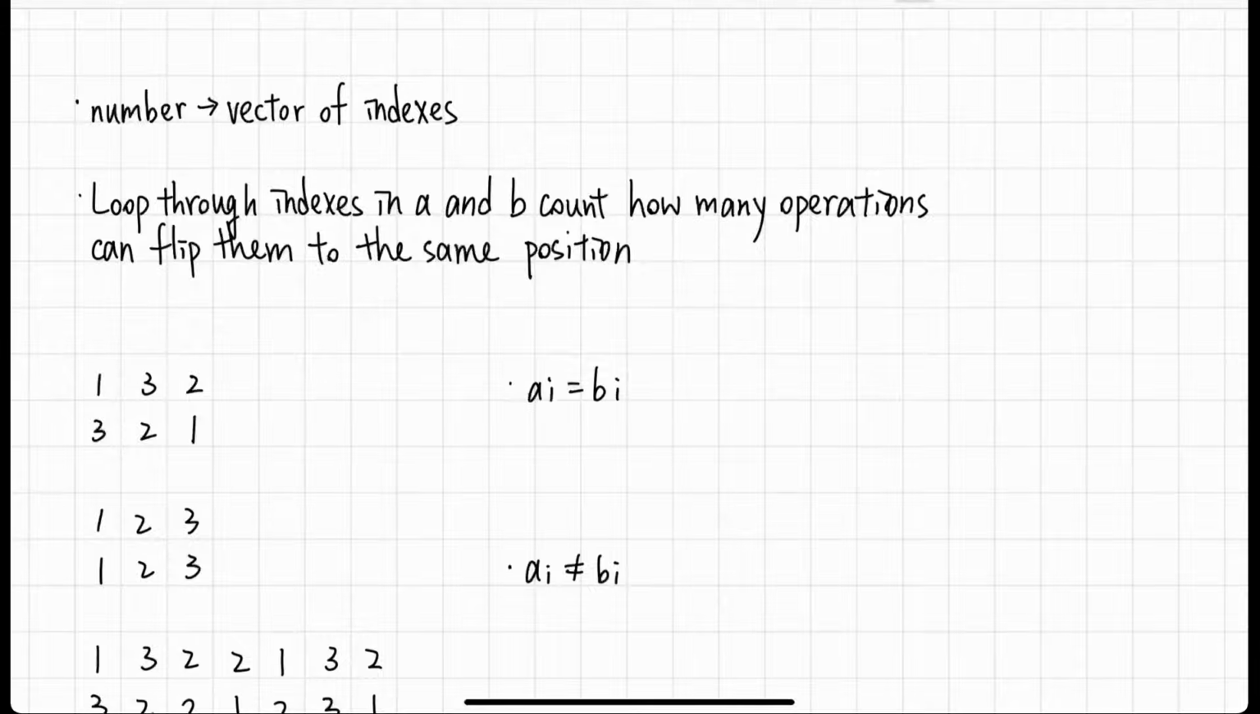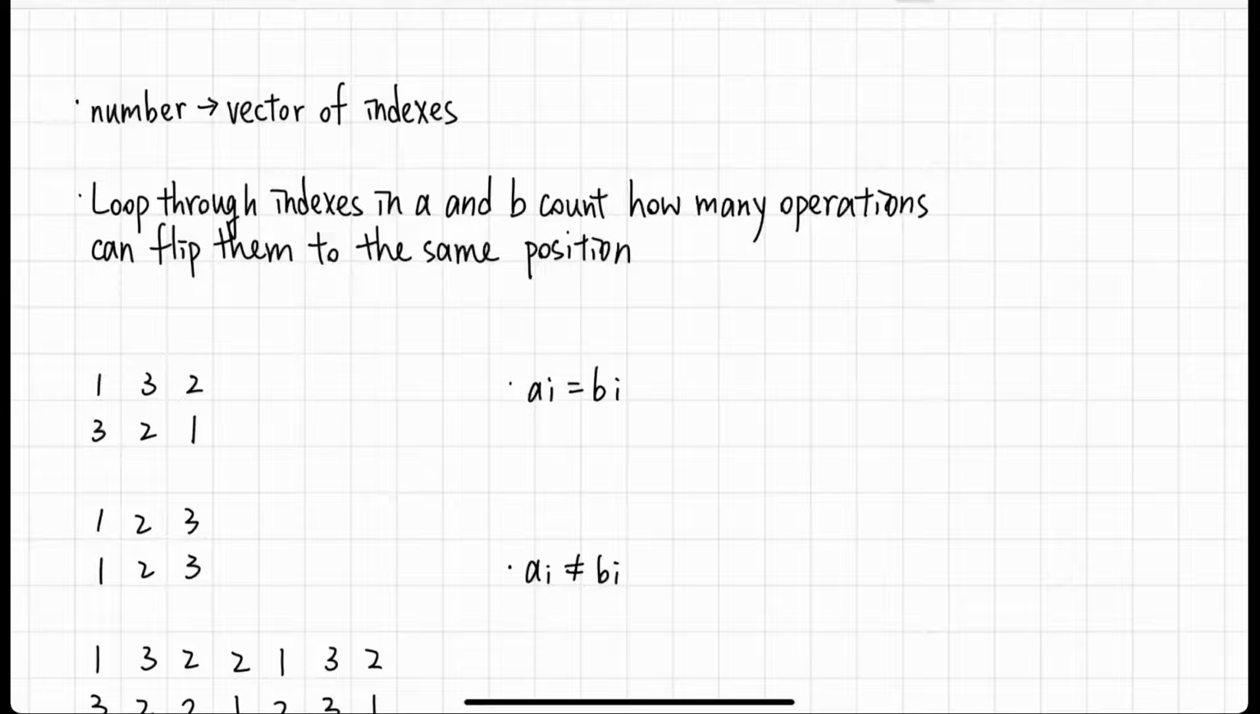Since only the same number would allow a cow to be checked, we can keep track of a vector which maps the cow species number to a vector of indexes where those numbers appear, separately for arrays A and B. Then we can loop through all the indexes in A and B and count how many operations can flip them to the same position.